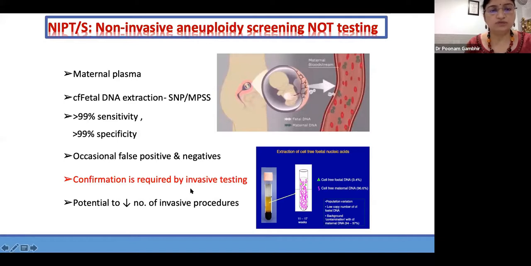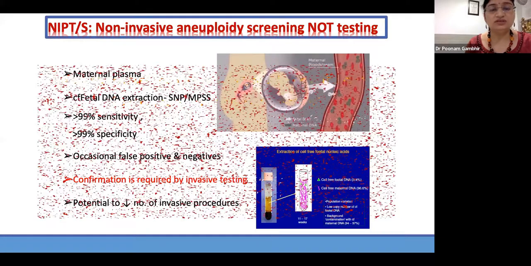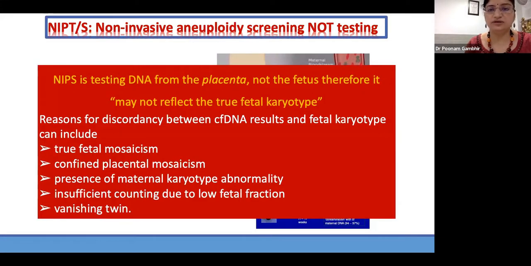And definitely if it's a positive report, then confirmation is required by invasive testing. The idea behind NIPS was the potential to reduce the number of invasive procedures throughout the world. NIPS is testing DNA from the placenta and not the fetus. Therefore, it may not reflect the true fetal karyotype. There are reasons for the discordancy between the actual karyotype of the fetus and the cfDNA reports: true fetal mosaicism, confined placental mosaicism, presence of maternal karyotype abnormality, insufficient counting due to low fetal fraction, and vanishing twins. So consider these points in the counseling.